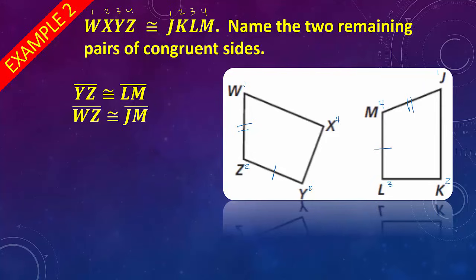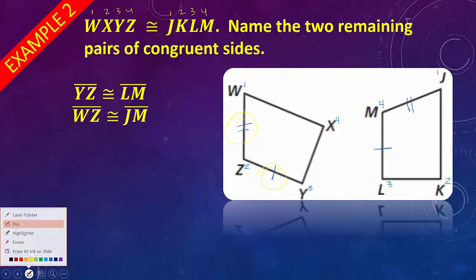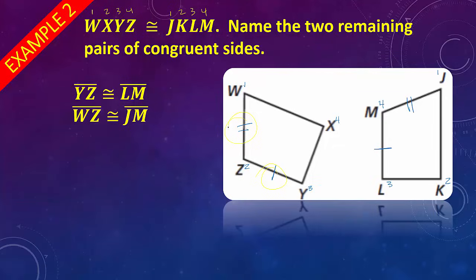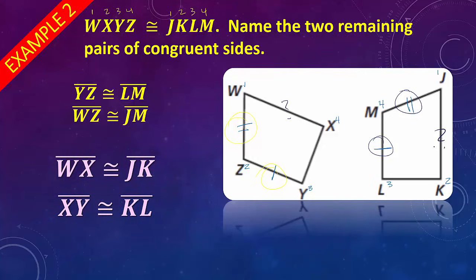All right, so our remaining sides, we've taken care of this one and this one. Let me change the color back. So we've got those two. So what we need is this, and what is that corresponding to? Notice it goes 1, 2, so it's going clockwise around. So we can say that WX and JK are congruent, and then our final sides would be XY and LK.